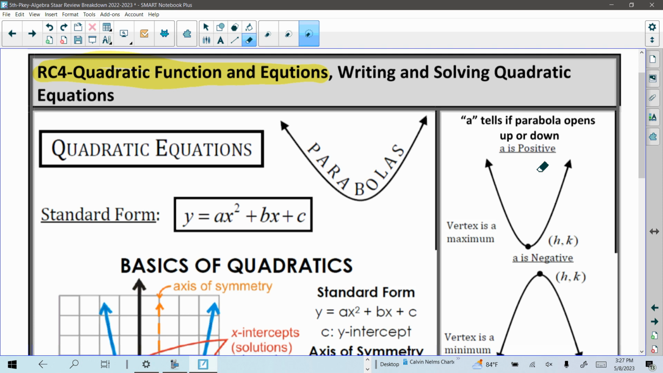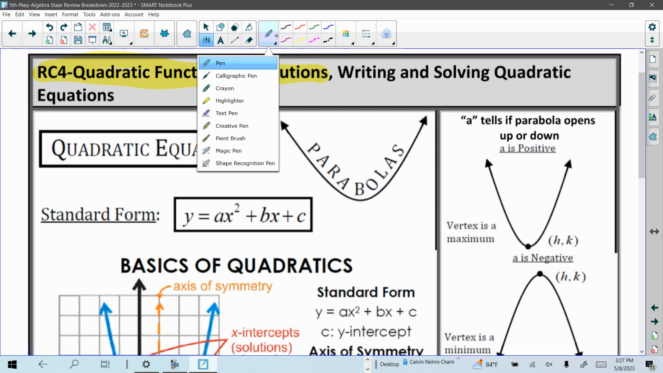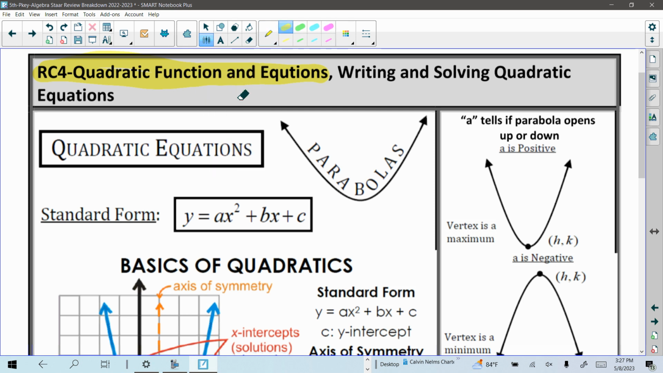So I'm just going to go over key facts. You have to remember that the graph of a quadratic equation, this curve, is called a parabola. Standard form is y equals ax squared plus bx plus c. When solving, we need it to be in standard form and it has to equal 0.